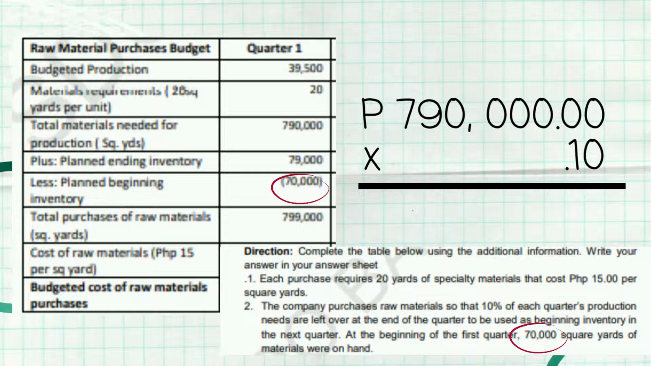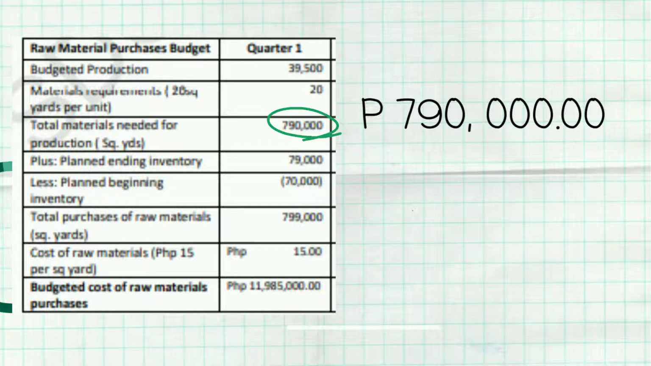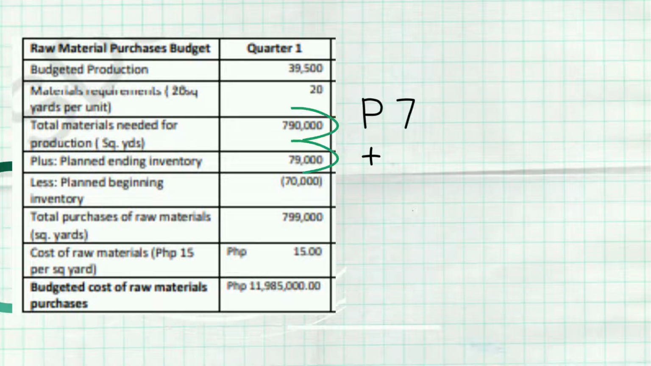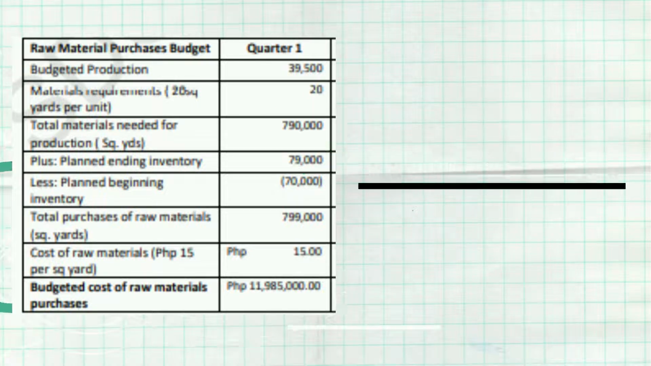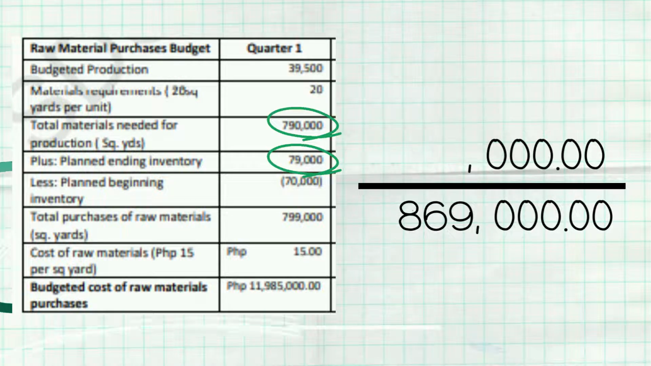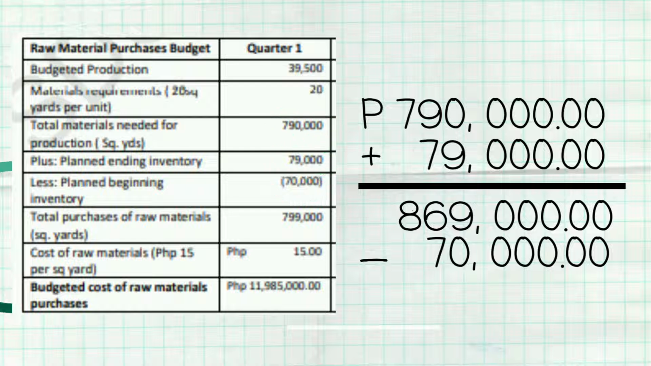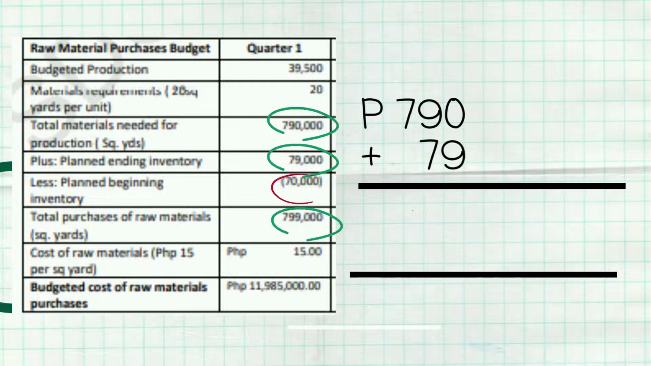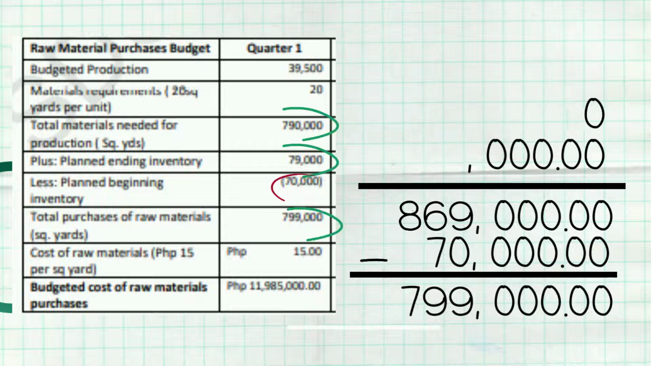Planned beginning inventory is already given. Let's compute this one together. 790,000 plus the planned ending inventory is equal to 869,000. Then, if we're going to subtract the planned beginning inventory, which is 70,000, the result is 799,000, which is the total purchases of raw materials.